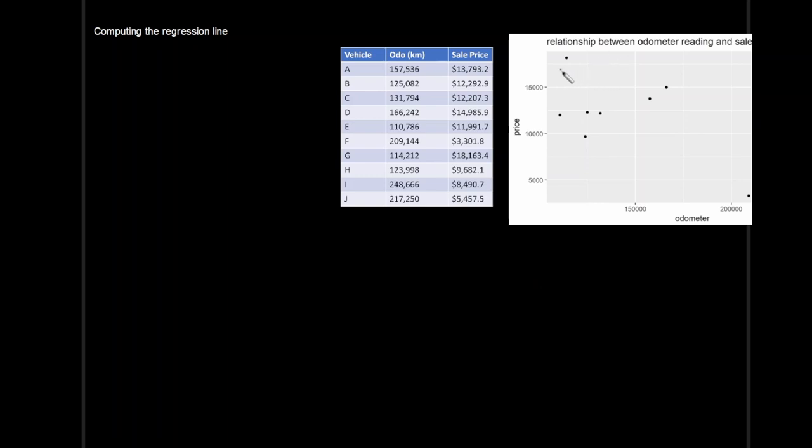So we take a look at this, and visually, we can just see that generally speaking, there is this negative relationship between price and odometer reading, which again intuitively makes sense. If our odometer reading is higher, we're going to have a lower price. A vehicle with a low odometer reading, all things equal, is going to have a higher price. So we have this negative correlation between the two.